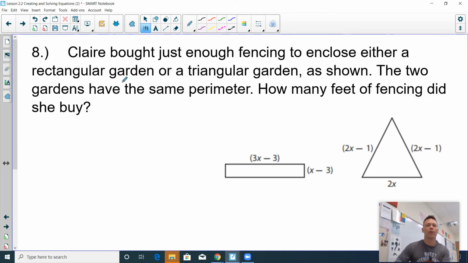I'm pressing forward. All right, Claire just bought enough fencing to enclose either a rectangular garden or a triangular garden as shown. The two gardens have the same perimeter.